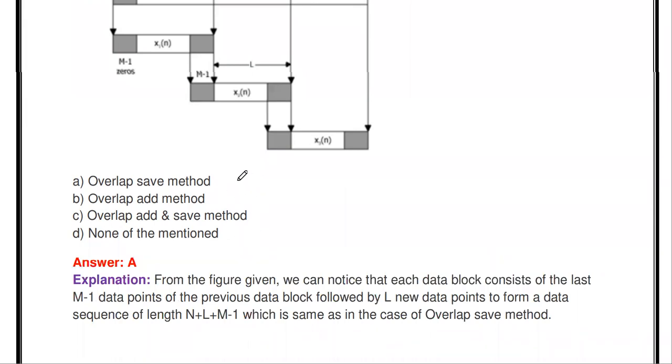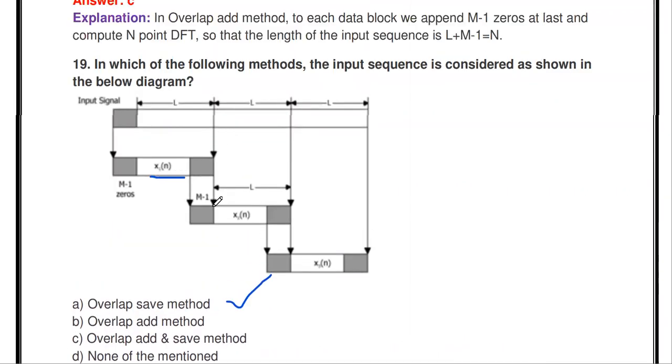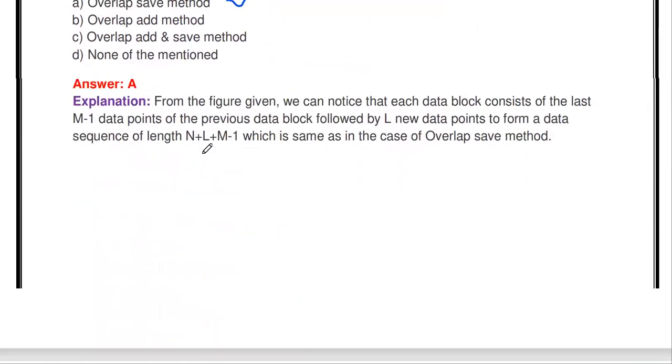None of the above, no wait, this is the overlap save method. So in the overlap save method, x1 of n, x2 of n are designed by first m-1 zeros followed by the new L data. In the second sequence, the m-1 data of the previous block are followed by the L new data. Okay, this is the overlap save method.